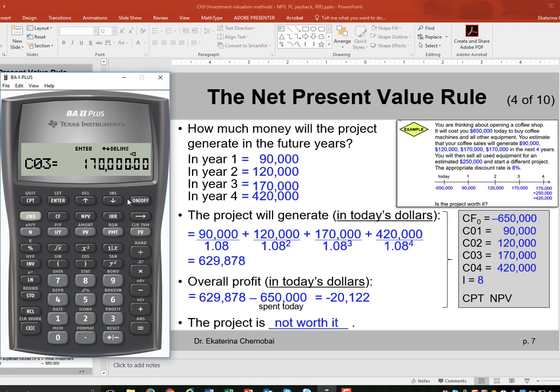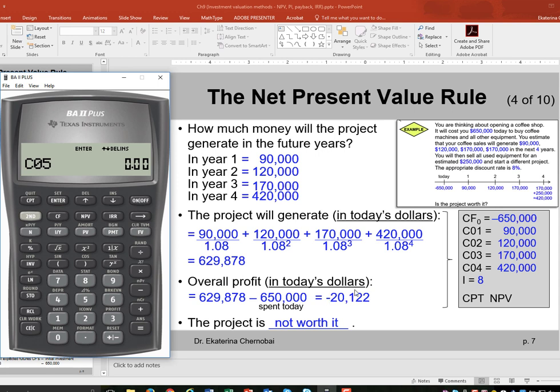170,000, enter, down, down. And the last one is entered similarly. 420,000, enter, down, down. And we are done with the cash flows. There is no more cash flow number 5. Now I should tell the calculator that I want to find the net present value.